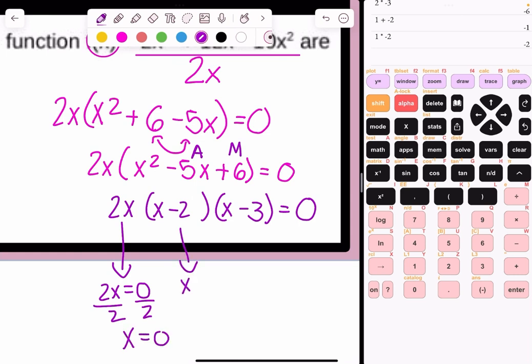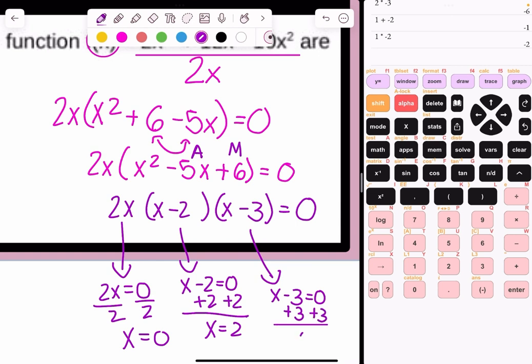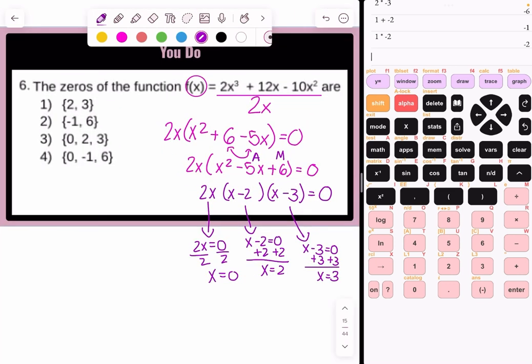X minus 2 equals 0. Add 2 to both sides. We would get x equals positive 2. And then x minus 3 equals 0. Add 3 to both sides. We would get x equals positive 3. Remember, you flip the sign from whatever's in parentheses. So our zeros are 0, 2, and 3, which is answer choice 3.